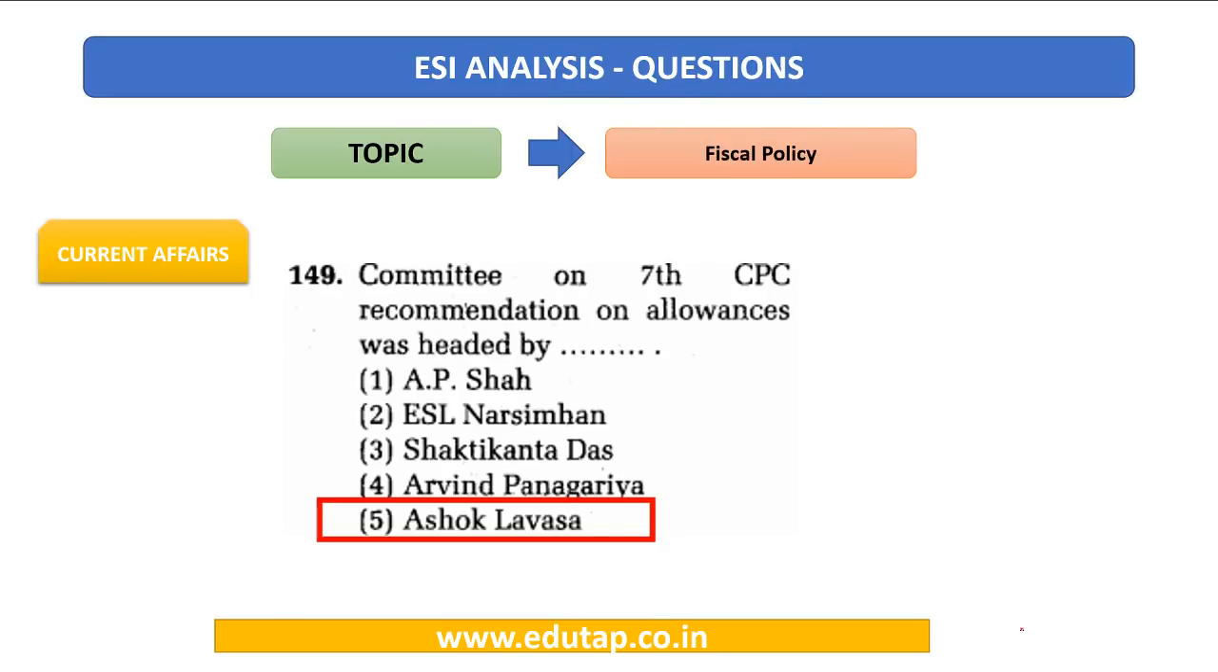Next, Committee on the 7th Central Pay Commission recommendation on allowances was headed by. So the answer is Ashok Lavasa, and this particular question can be linked to fiscal policy topic of our ESI syllabus. It comes under the broader topic of current affairs. So again, we have spotted a question on committee and committee heads. So we know how important it has become. So kindly make note of all the important committees. These kind of questions will help you in both GA as well as ESI. And even you might find a question in ARD section as well regarding committees.